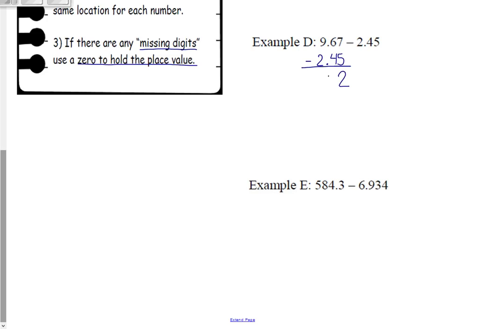6 minus 4 is also 2, no borrowing yet. Bring down the decimal point, and then 9 minus 2 is 7. We didn't have to borrow anything. That's nice. All right, the last example.